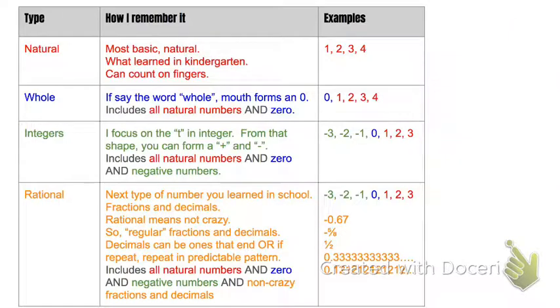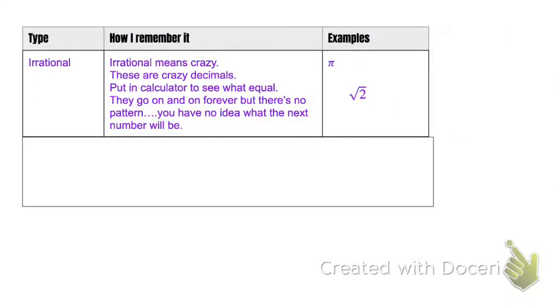So there's rational and then there's irrational. If somebody tells me that I'm acting irrational, they're saying I'm losing it a bit. I'm being a bit crazy. So irrational numbers are like those crazy decimals. If you put pi into your calculator, you're going to see it's a decimal that goes on and on forever, but you don't know what the next number is going to be. There's no pattern to be able to say, it's not showing on my calculator, but I know the next number is going to be a 4. Or if you put in the square root of 2 into your calculator, you'll see it's a decimal that goes on and on forever. But again, no pattern. They're crazy.